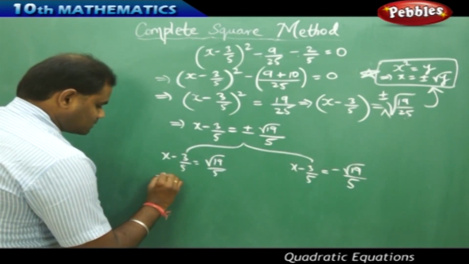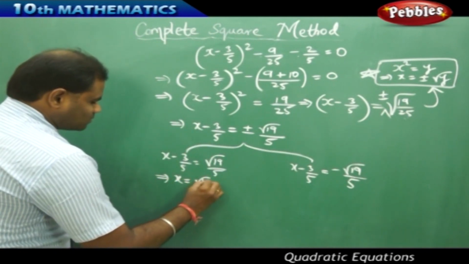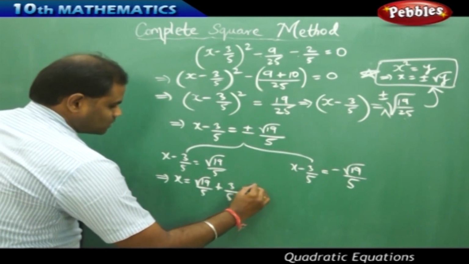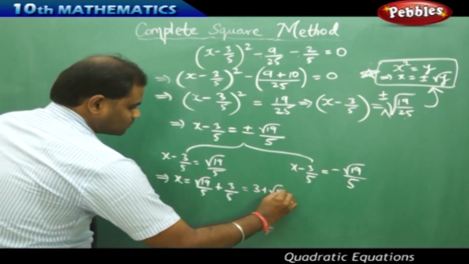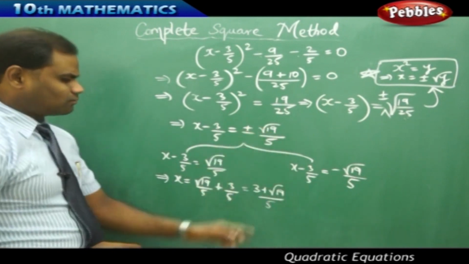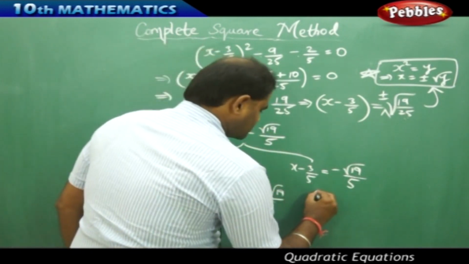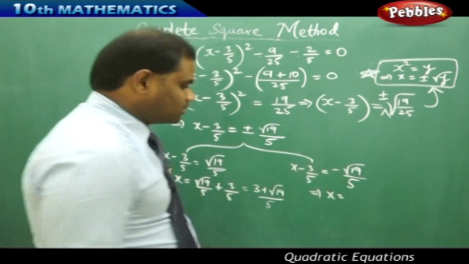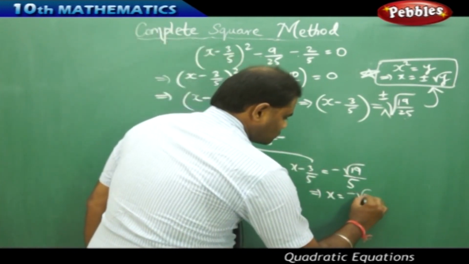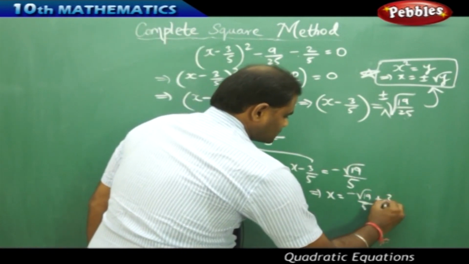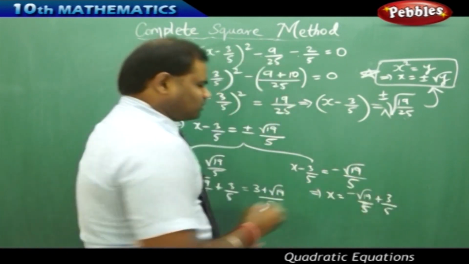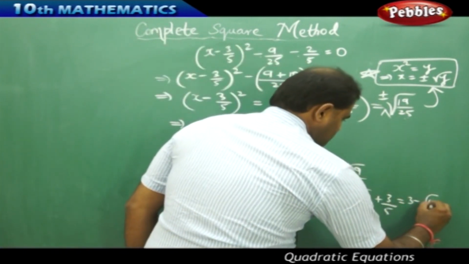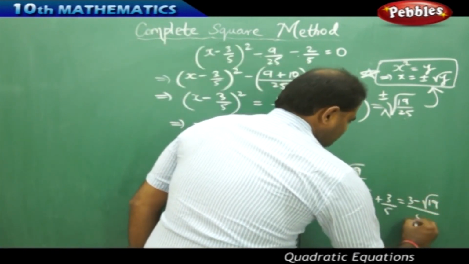Now in this case, x would be root 19 over 5 plus 3 by 5, which comes out to be 3 plus root 19 over 5, one of the solutions. And then the other reduces to x equals minus root 19 over 5 plus 3 over 5, which on LCM gives me the final answer as 3 minus root 19 over 5.